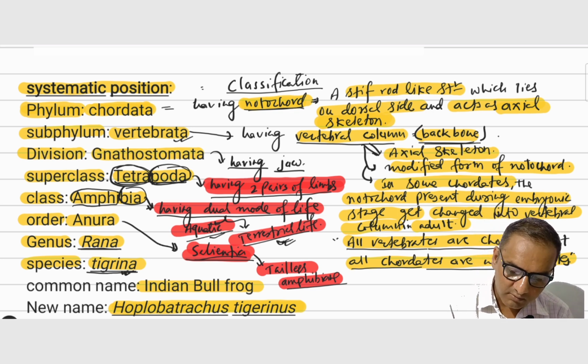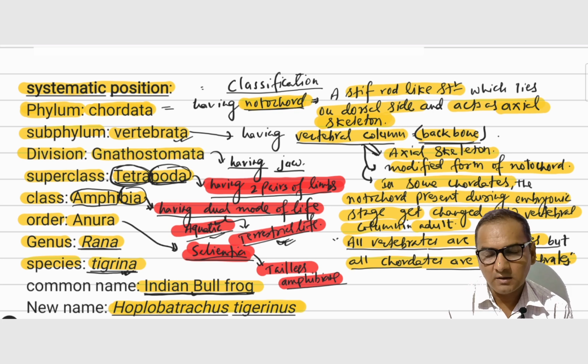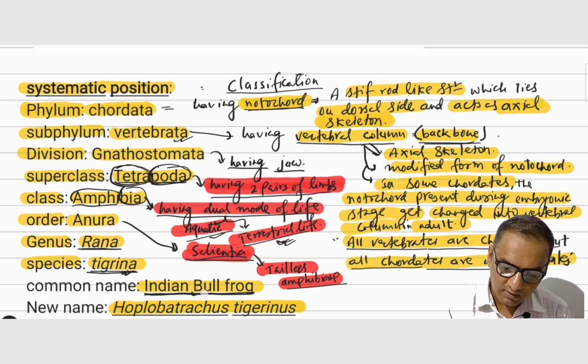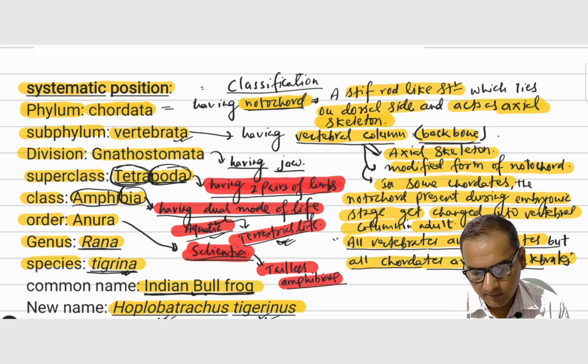It is commonly called the Indian bullfrog because it is a large frog commonly found in the Indian continent, like India, Nepal, Bangladesh, Pakistan, etc. So it is commonly called the Indian bullfrog. But nowadays it is called Hoplobatrachus tigerinus.